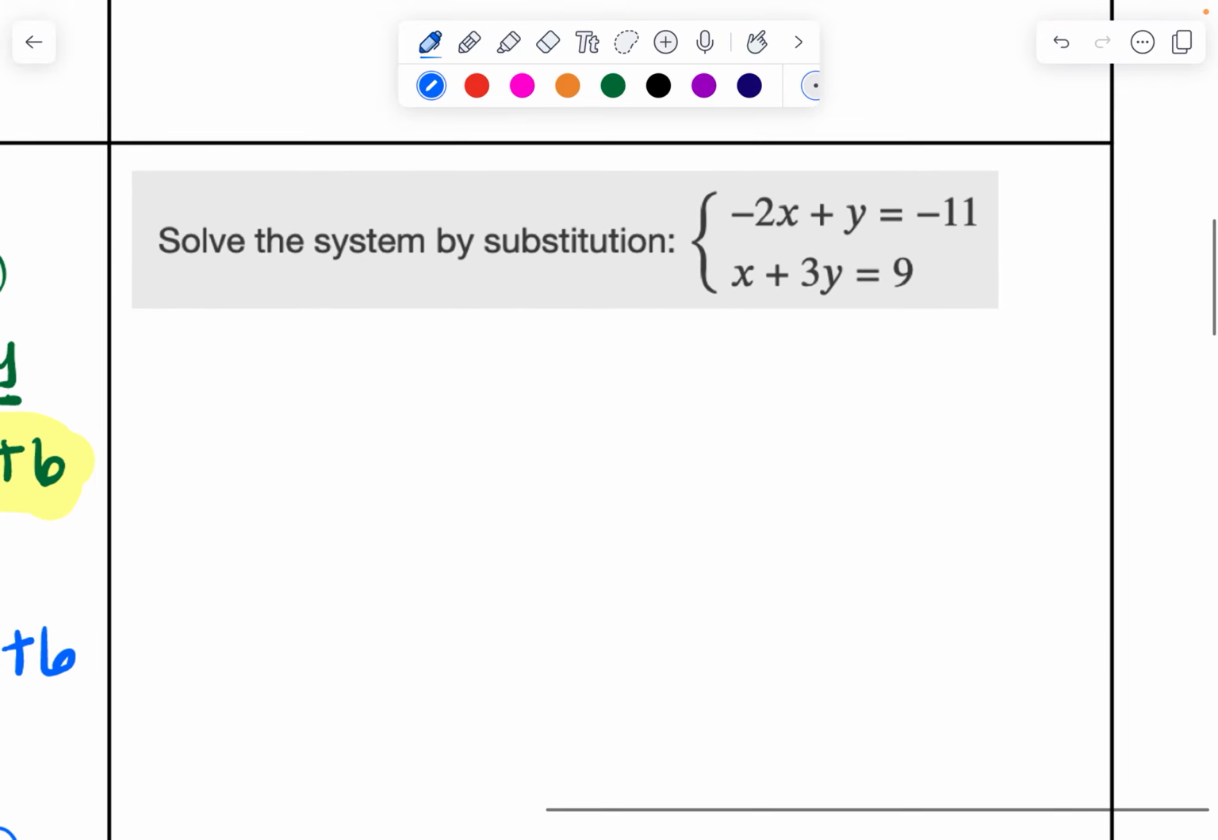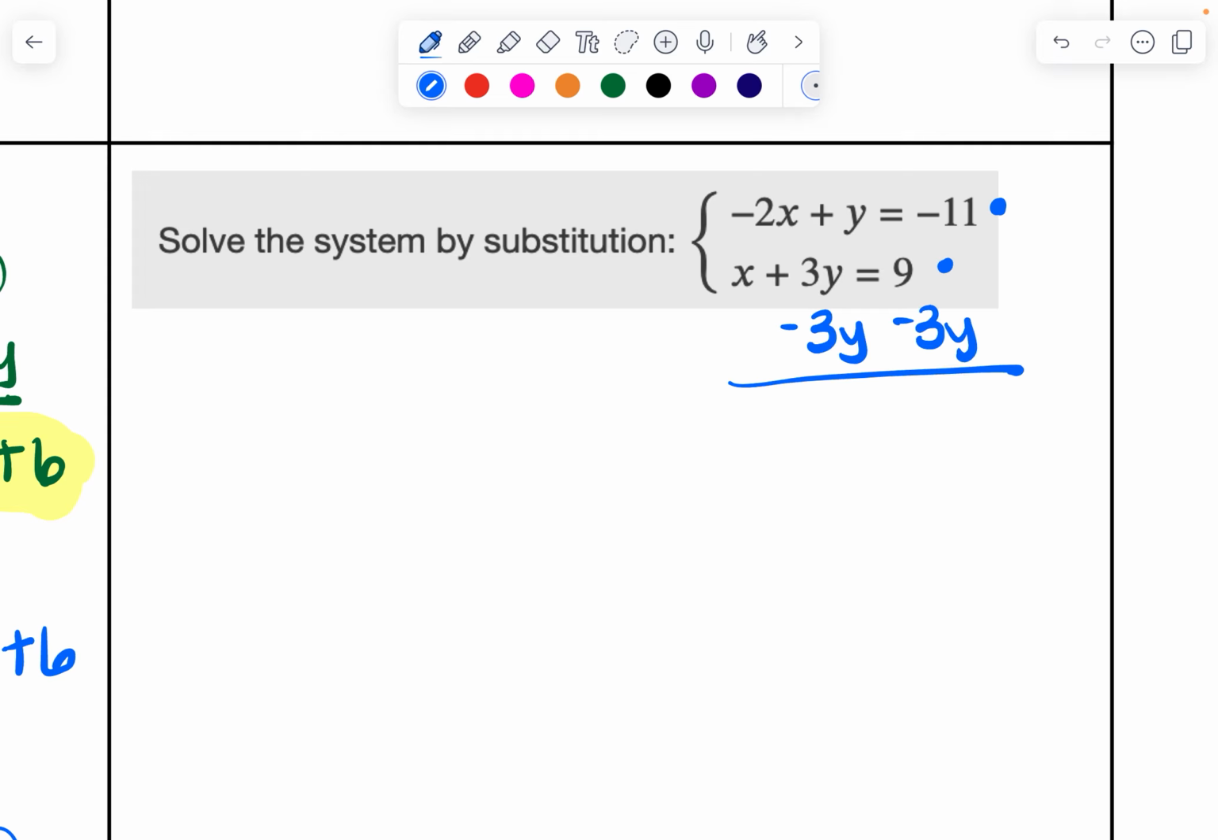All right, and one more. Again, I could take my first equation and get y by itself very easily, or take my second equation and get x by itself very easily. I'm going to use the second equation and get x by itself. So subtract 3y. X equals negative 3y plus 9. So that's my step 1.